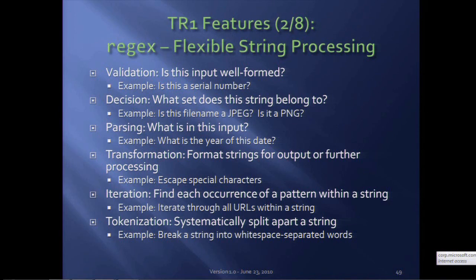The second sort of thing we can do is if we've got a string that we know is valid, perhaps we would like to decide what set of strings it belongs to. For example, we could have a valid file name, but maybe we want to only look at its extension. Or we could have a name and want to see, okay, does this name have a middle name? Or does it have a middle initial? So you can decide what set of strings a particular string belongs to.